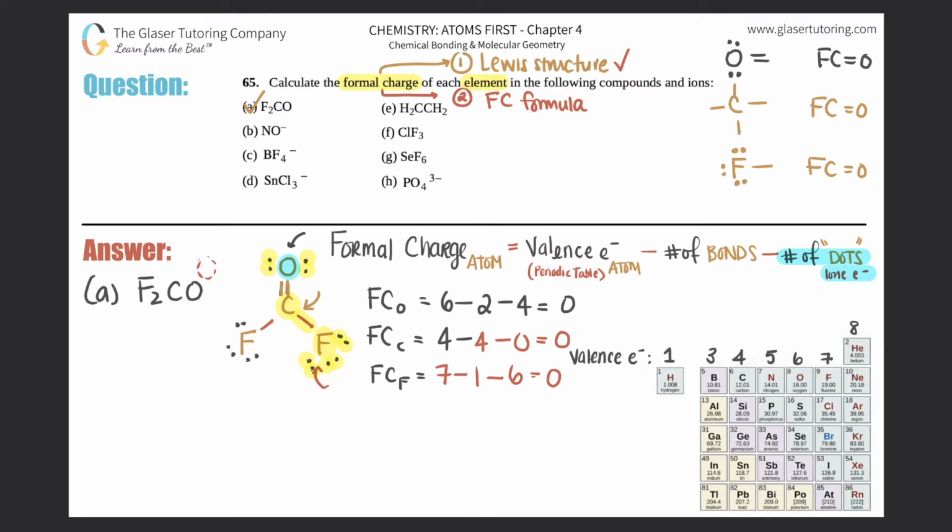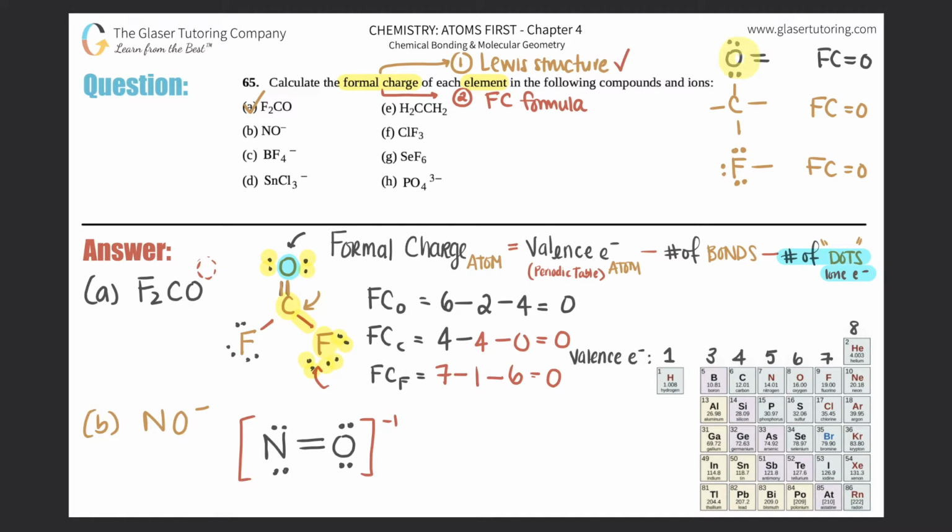All right, so A is done. Moving on to B. B has NO minus. Negative means that it's a -1, so someone has to have a charge. Now, let's do the Lewis structure. So pause the video if you want to try the Lewis structure on your own, but the Lewis structure should be nitrogen, double bonded to oxygen, and each one of them has 2 lone pairs. And since it has a charge, you have to bracket it and put that charge in the upper right-hand corner like that.